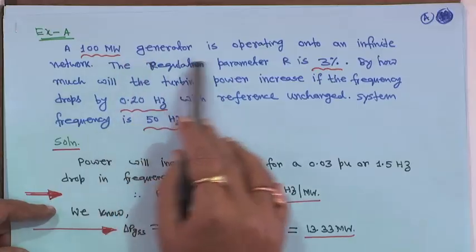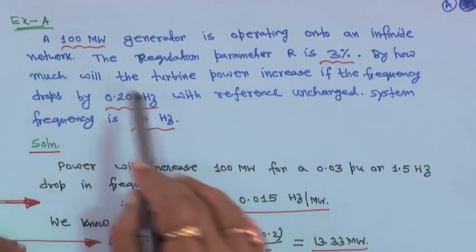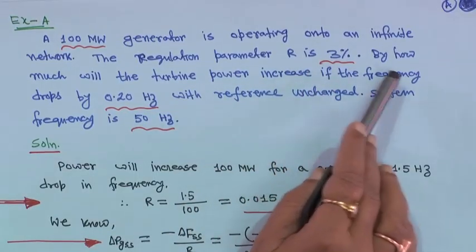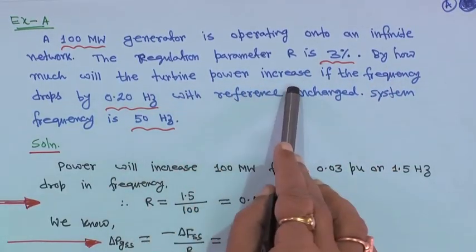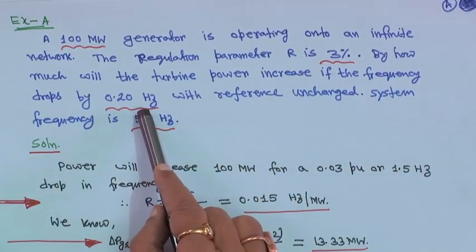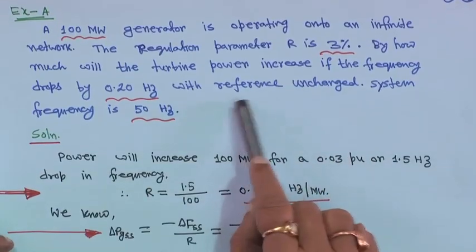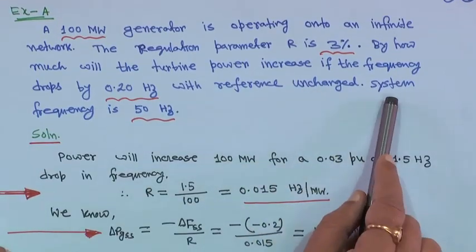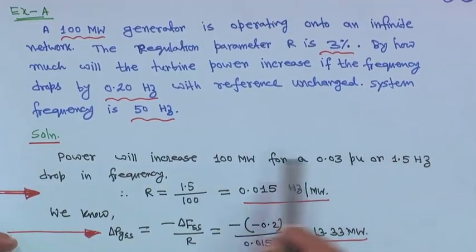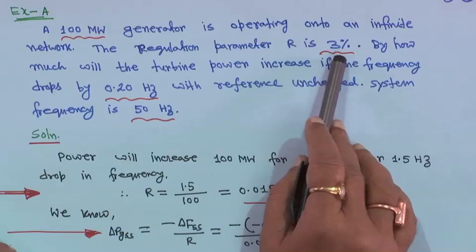A 100 megawatt generator is operating onto an infinite network. The regulation parameter R is 3%. By how much will the turbine power increase if the frequency drops by 0.20 hertz, with the reference unchanged? The system frequency is 50 hertz. The regulation parameter is 3%.